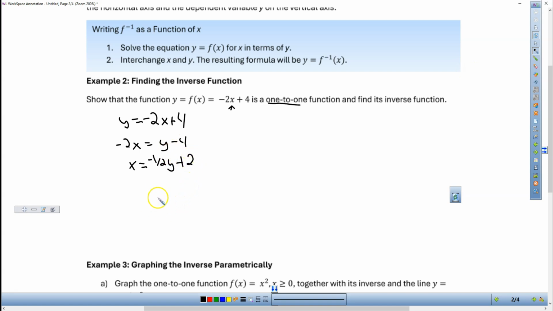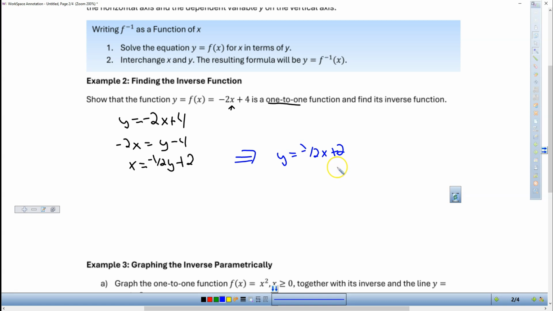Now that we've done that, we can interchange our x and y to help us find the inverse function. So we're going to take this original function, and we're going to switch x and y. I'm just going to rewrite this as y is equal to negative 1/2 x plus 2.